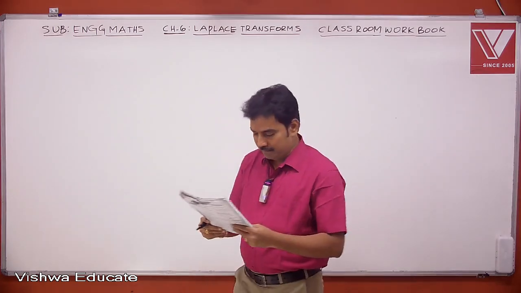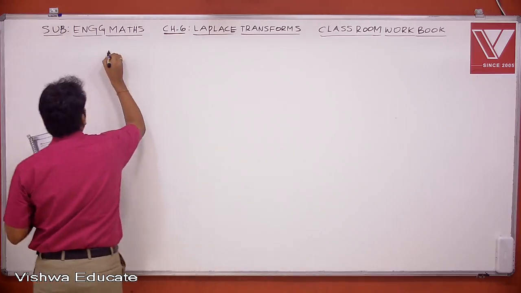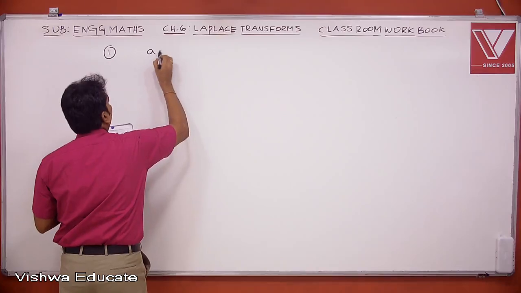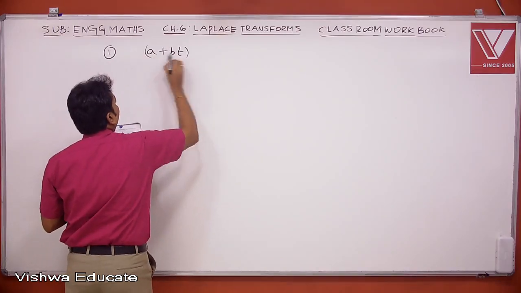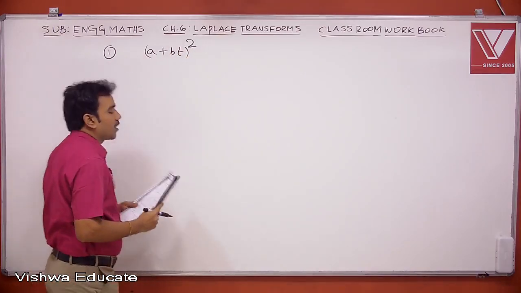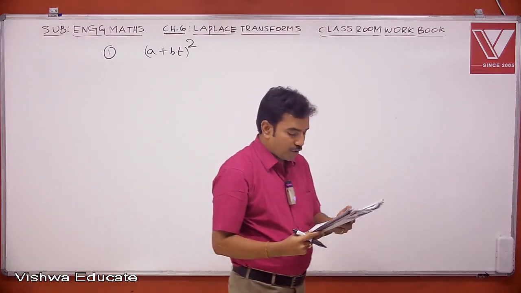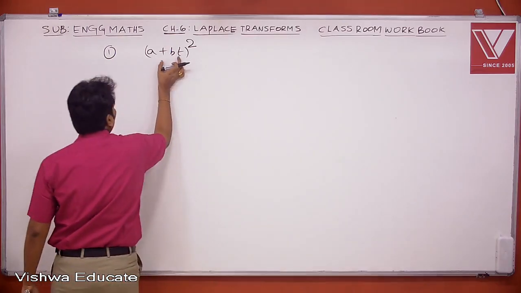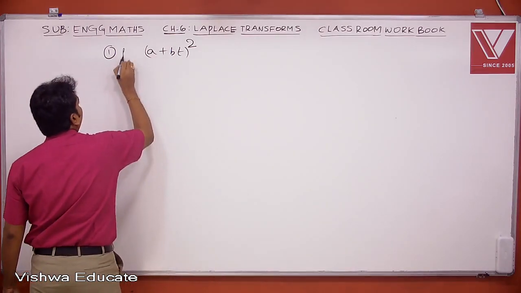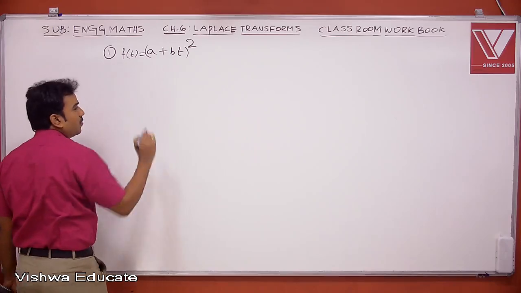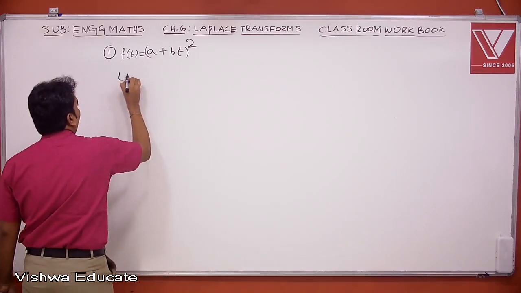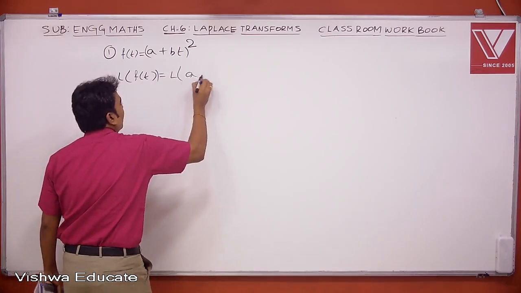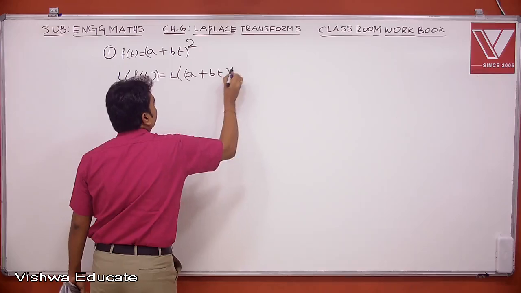Question number 1. The Laplace transform of (a plus bt) whole square, where a, b are constants. Options are given. We need to find the Laplace transform of (a plus bt) whole square. It is a function of time variable t, and a and b are constants. So take f of t equal to this. Therefore the Laplace transform of f of t equals Laplace of (a plus bt) whole square.